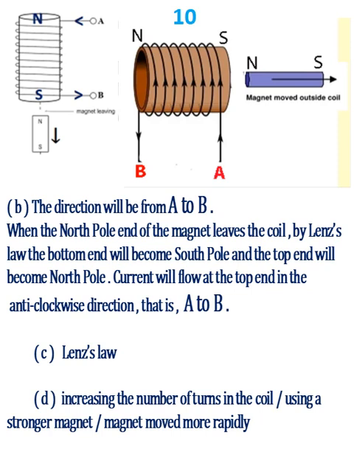C. Answer. Lenz's law. D. Answer. Increasing the number of turns in the coil, or using a stronger magnet, or magnet moved more rapidly.